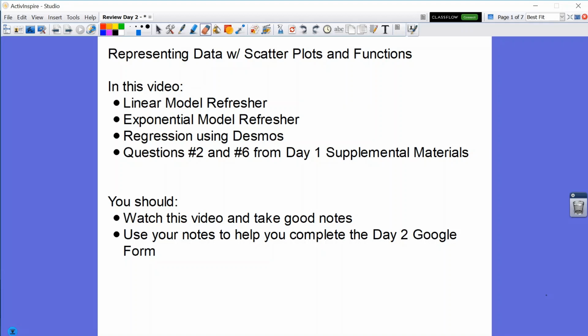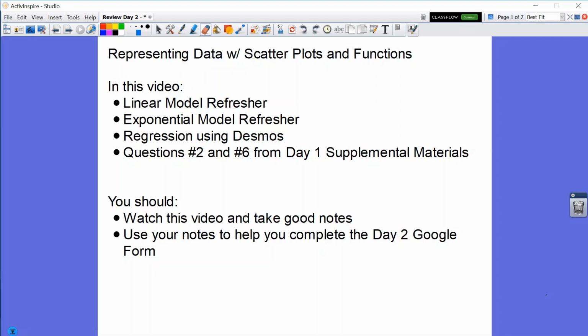I'm Miss Hamilton, and in this video we're going to get a quick refresher on linear and exponential models. We're going to learn how to do regression if you don't have a graphing calculator at home, and then we're going to do a couple of questions from your supplemental packet.